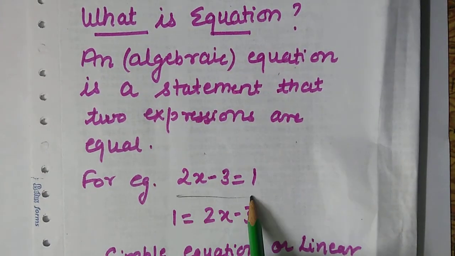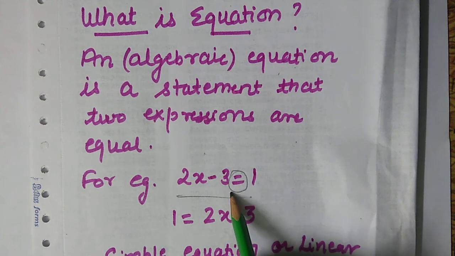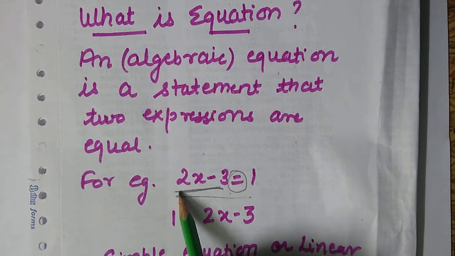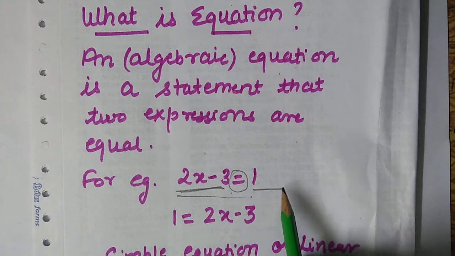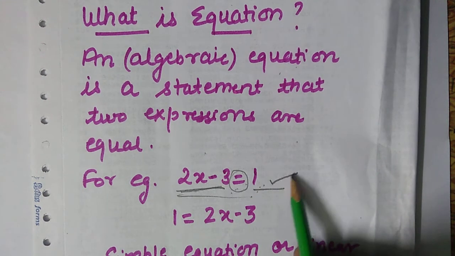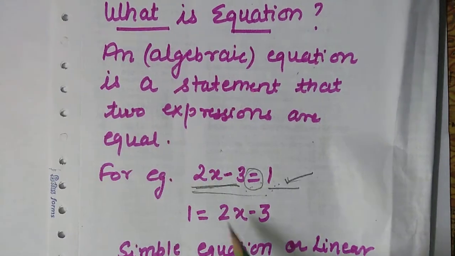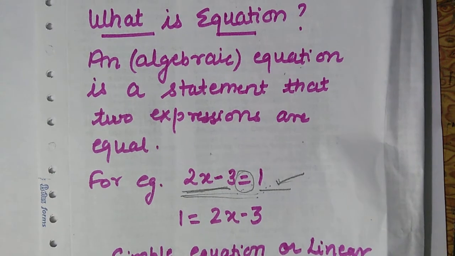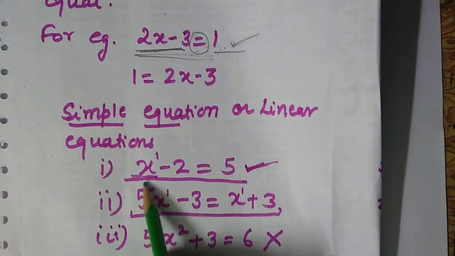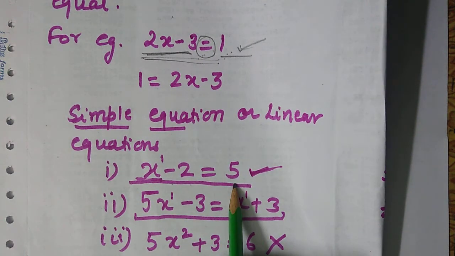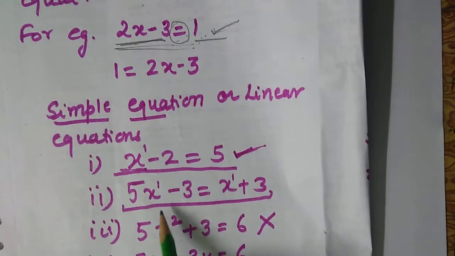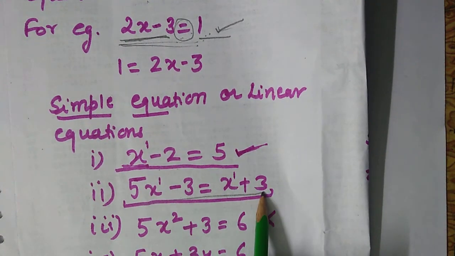So this is an equation. It is having the sign of equality and it is having two expressions, one on the left hand side and one on the right hand side, and they are equal. So this is an equation. Same, so this is an example of an equation. Okay, let us consider some more examples of simple equation. X minus 2 equal to 5 is also a simple equation, or you can call it a linear equation. This is also an example of a simple equation.